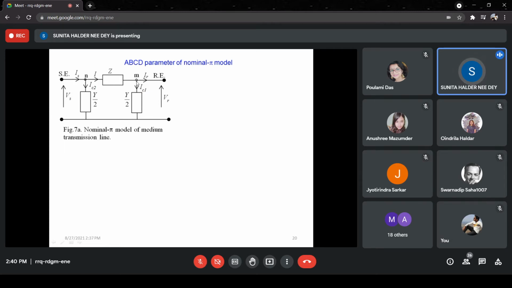This is node M, this is node N, and the current through this one is IC1, this is IC2. These two currents will obviously not be the same, because at node N the voltage is the sending end voltage, and at node M the voltage is the receiving end voltage. Now if we apply KCL at node M, we shall proceed from the receiving end, because receiving end quantities are known. So the series branch current will be equal to IR plus IC1. So we shall get this expression.